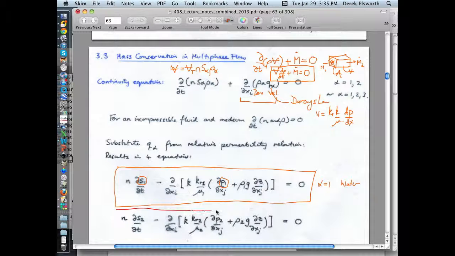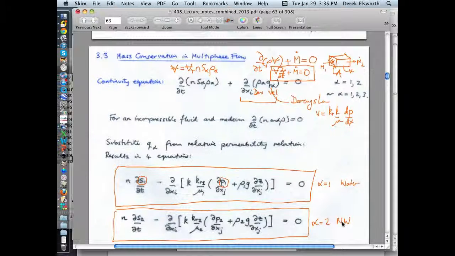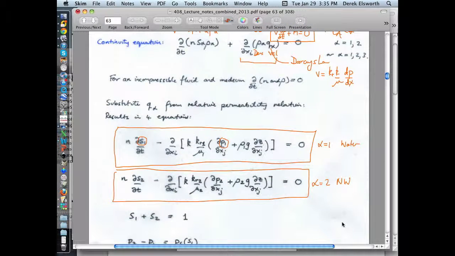You do the same conservation equation for the other fluid that you have, which is the non-wetting fluid, and you have a second equation. If you have a second equation, then you'd like to be able to solve it, but the problem is, to solve it, you have too many unknowns.